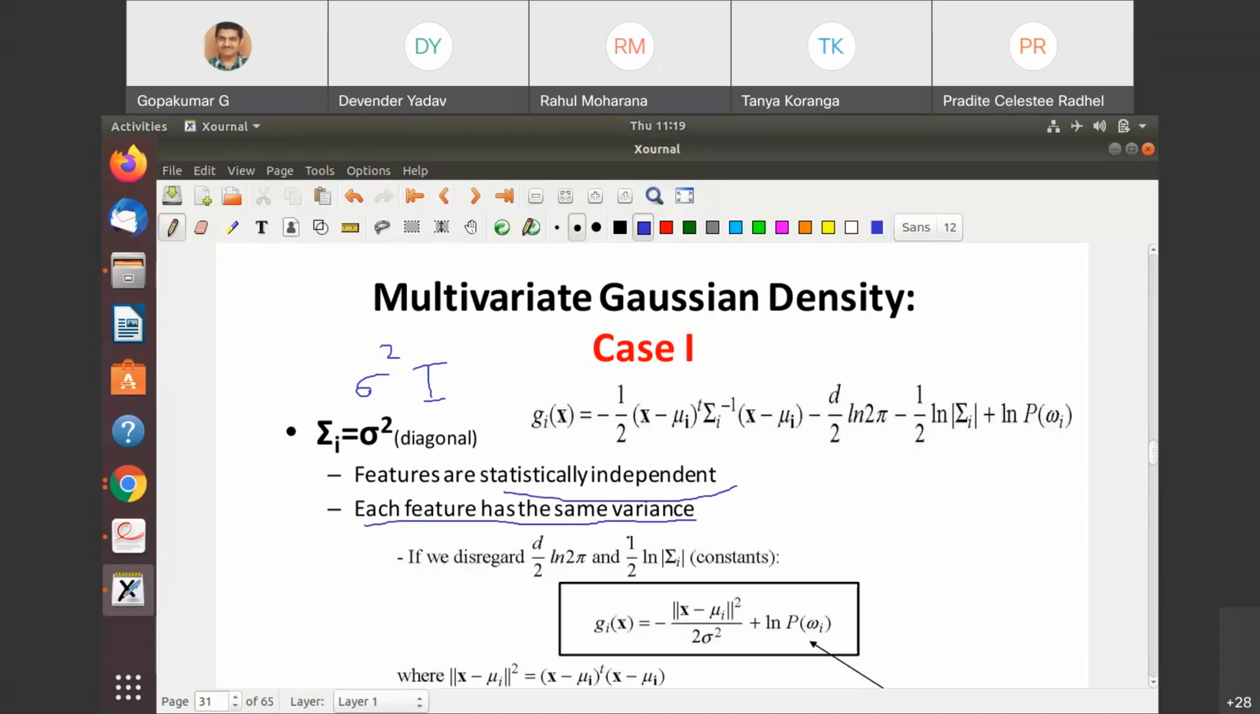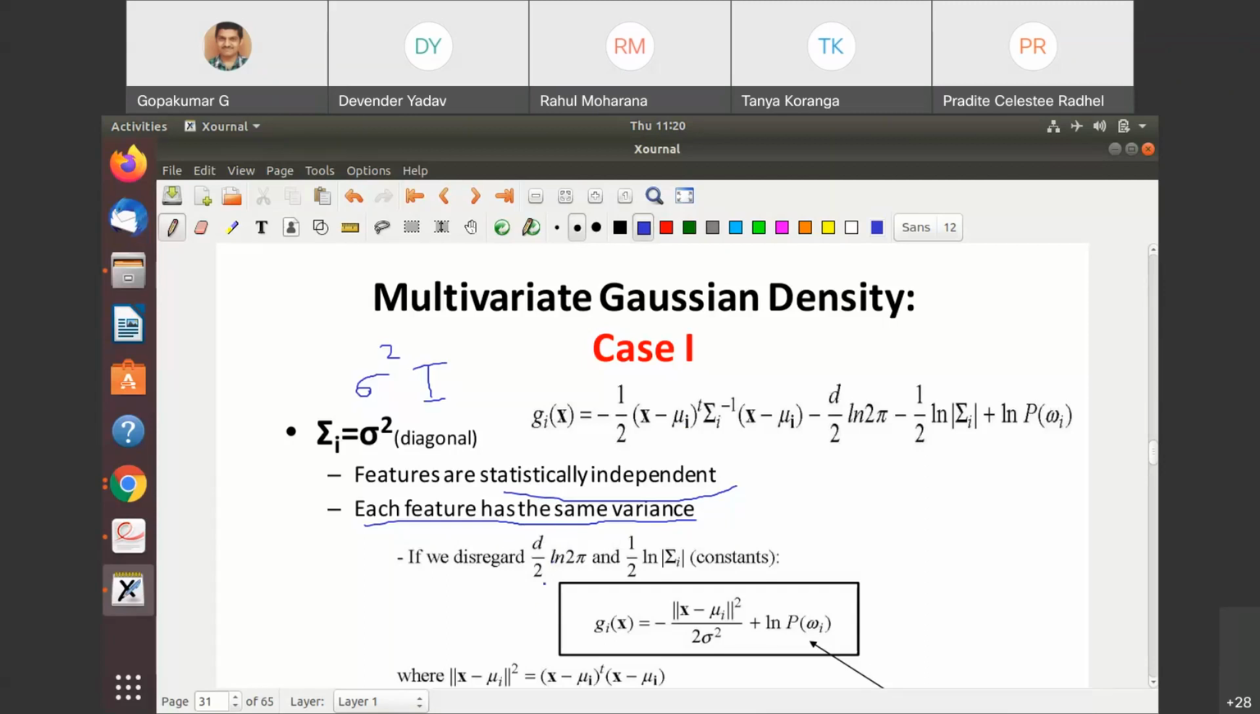This is going to be a very rare situation most probably, because in real life there can be situations like this in some cases, but generally it may not be the case. We will have an arbitrary covariance matrix for a given problem, which we will see later.